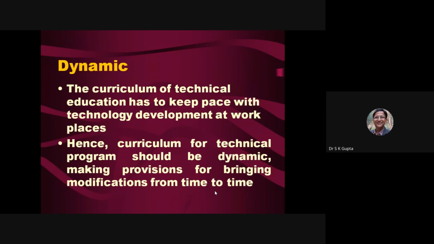Then second, your curriculum should be dynamic. Dynamic means our curriculum should not be static, because in many institutions we see that they have not updated their curriculum for the last 5 to 10 years. They just have old obsolete things in their curriculum. So our curriculum must be dynamic, and it must have provisions for bringing modifications from time to time. Because even NEP 2020 says that our curriculum should have some open electives, and some multidisciplinary electives.